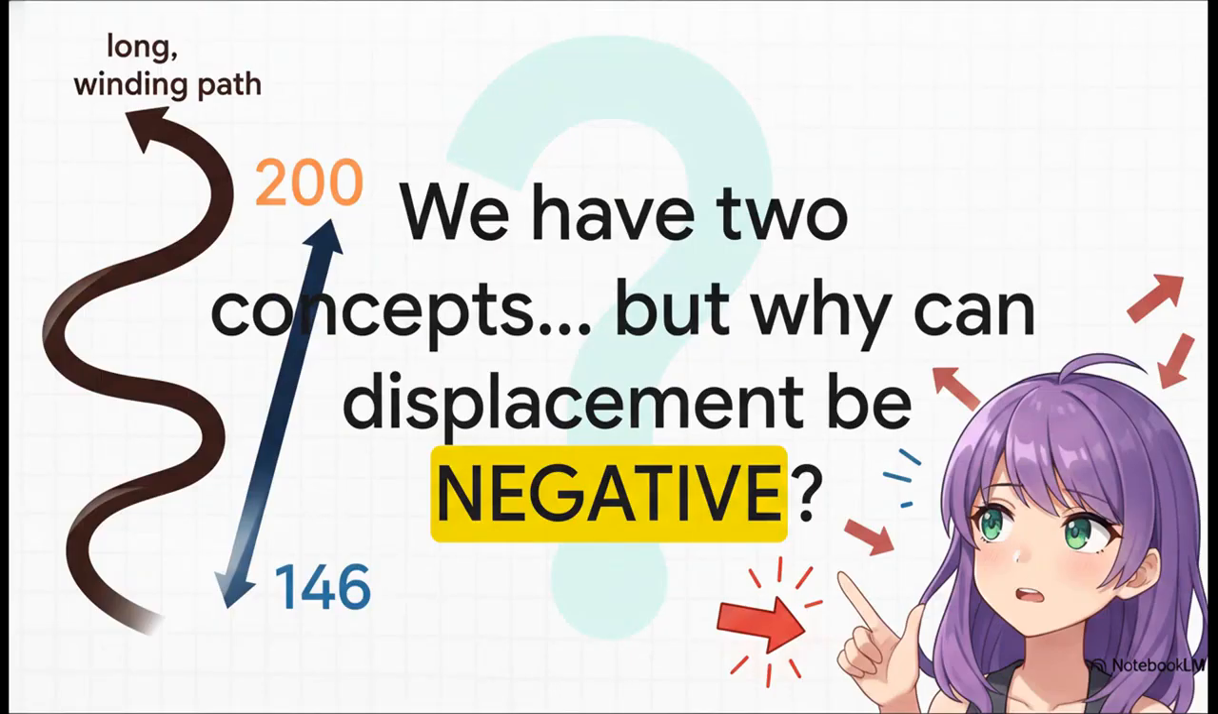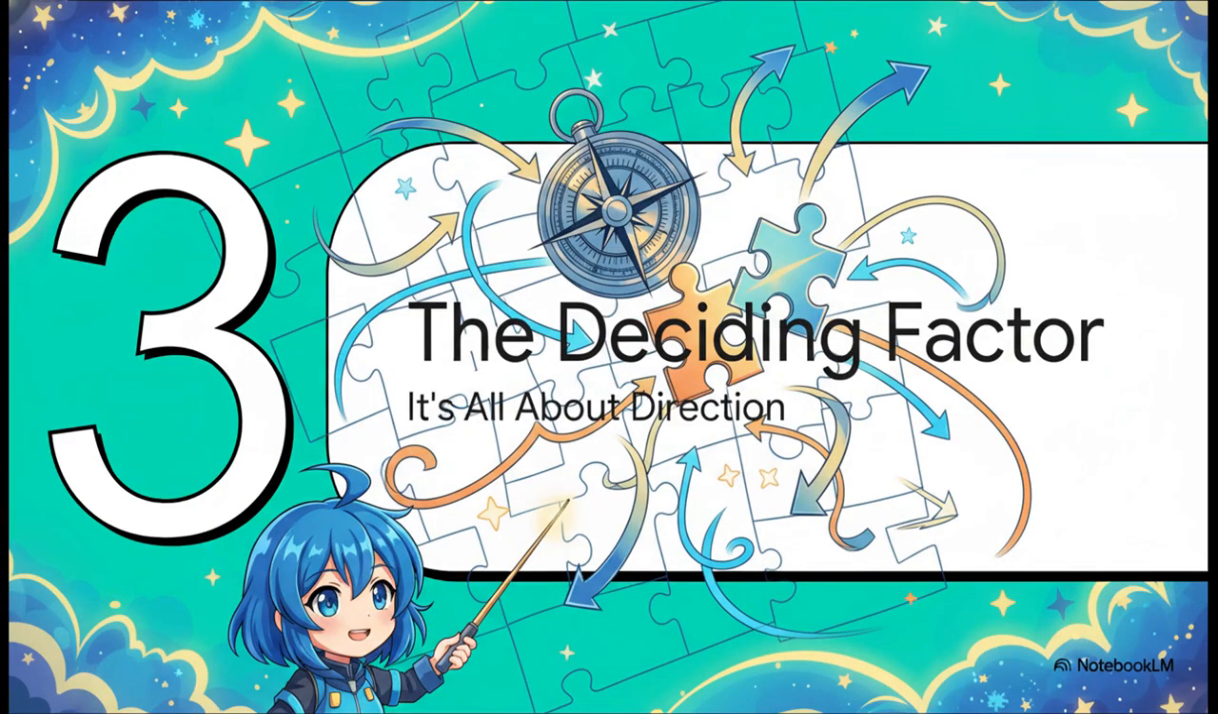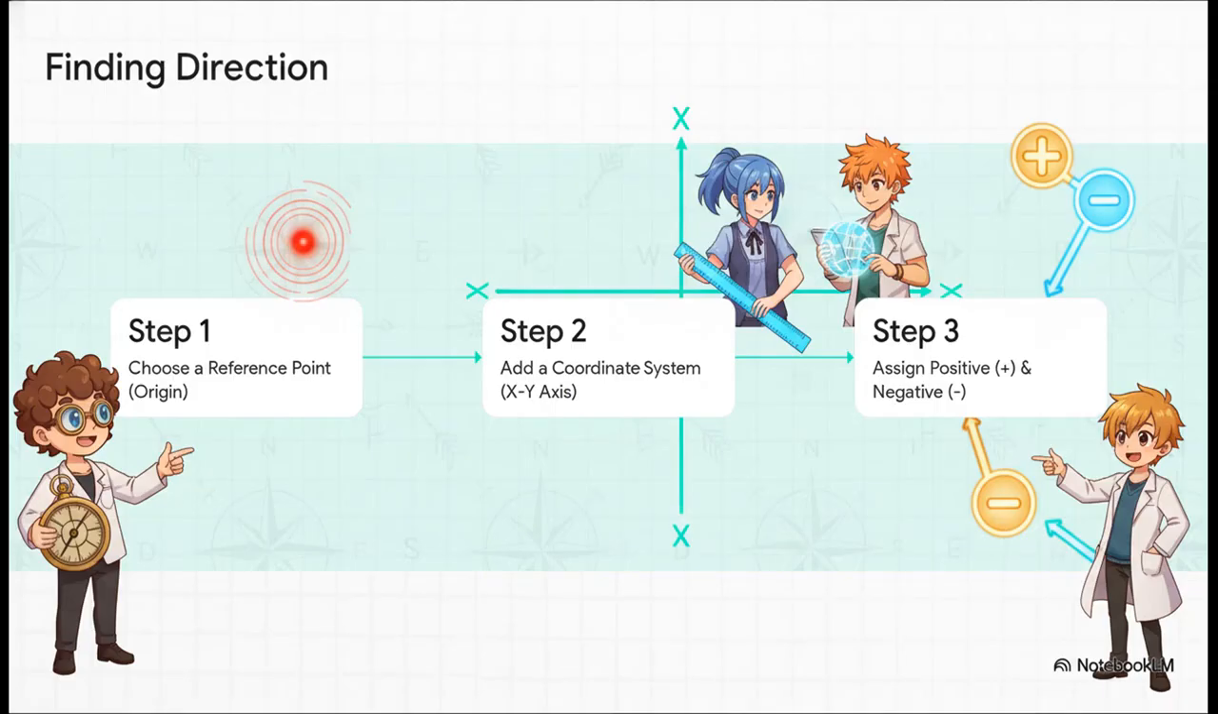Okay, so this is starting to make sense, right? We've got distance, the long winding path, and displacement, the short, straight path. That explains the 200 versus the 146. But it still doesn't explain the weirdest part. Where on earth does that negative sign come from? And here it is. This is the aha moment. The final critical piece of the puzzle that separates these two ideas isn't about length at all. It's all about direction. To see how direction gives us that negative value, we just need to follow a really simple three-step process. First, we pick a starting point. Then we lay a kind of grid over our map. And finally, we assign which way is positive and which way is negative.